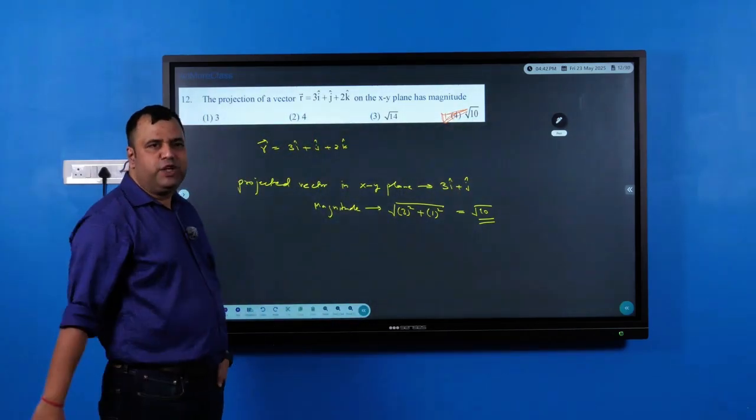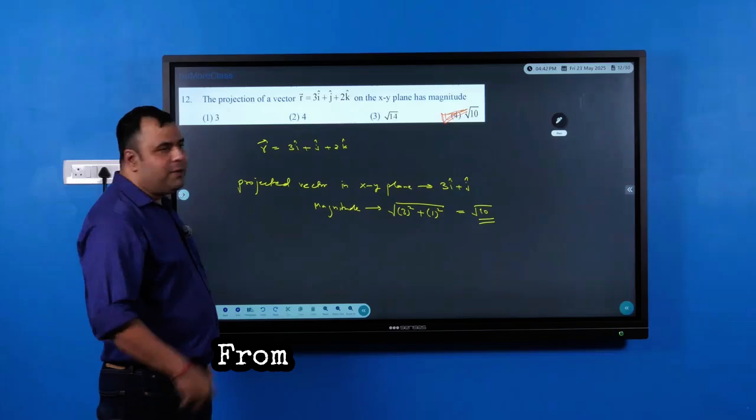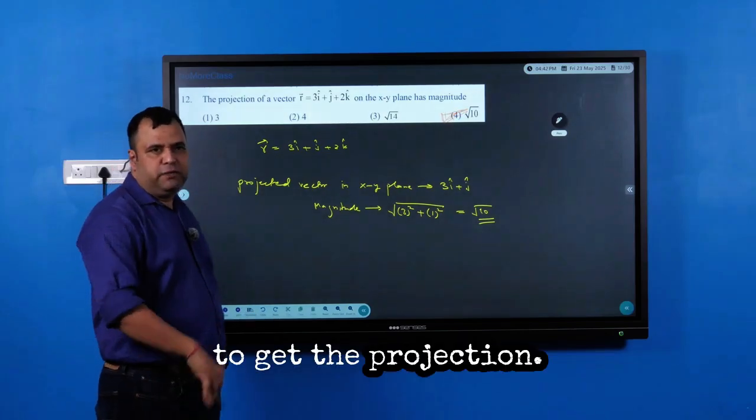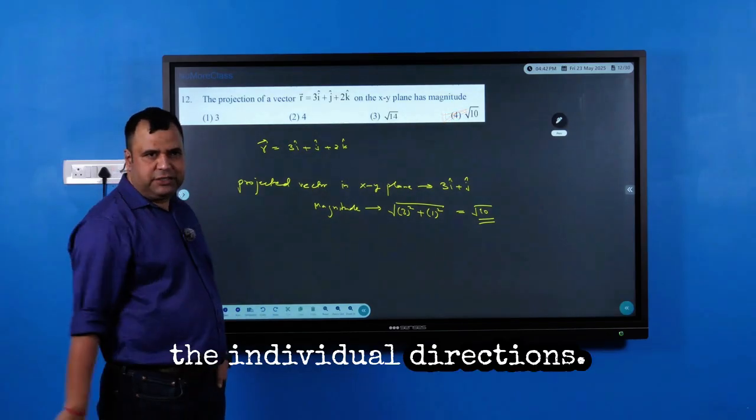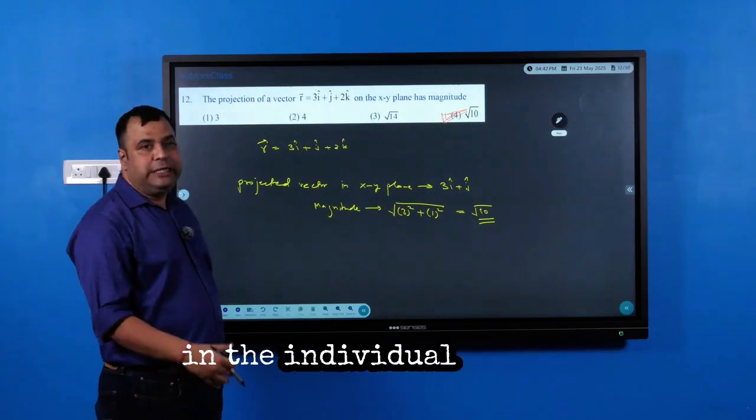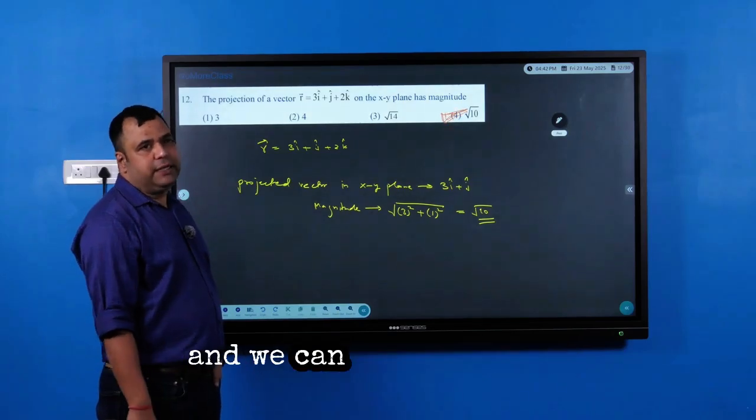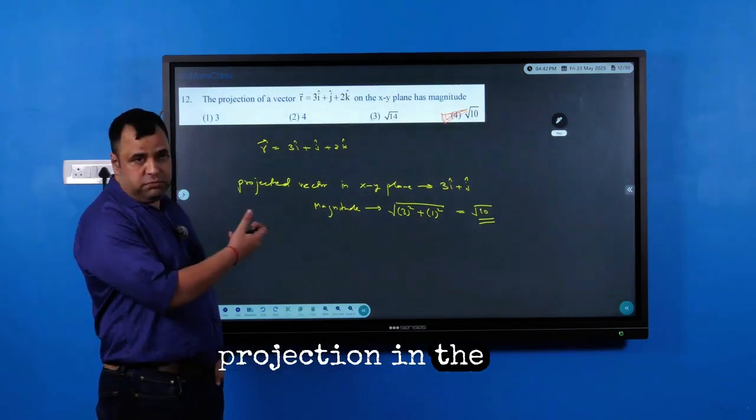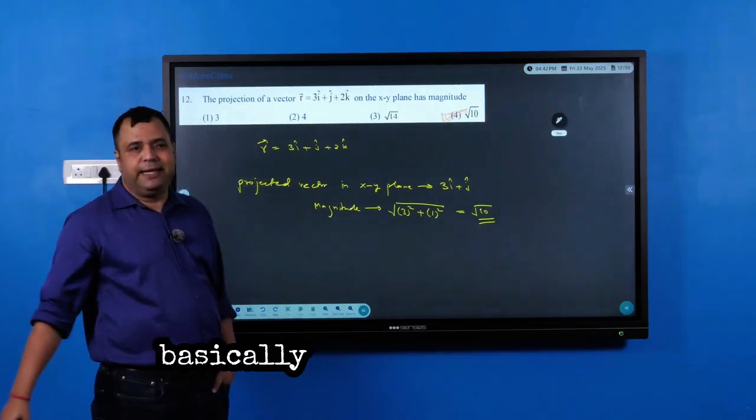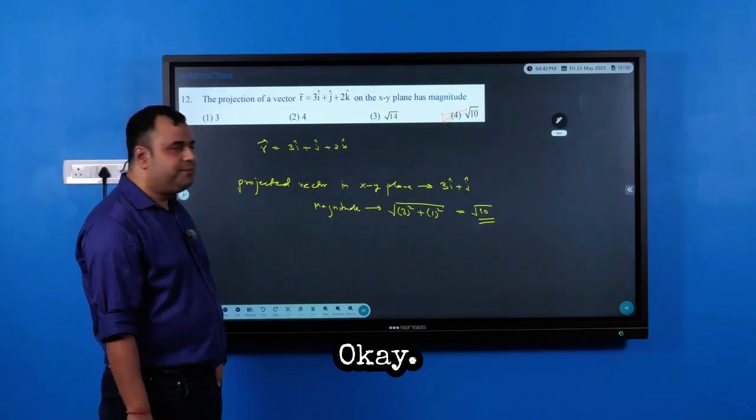So in this question, we learn how to get the projection from a 3D vector. We can get the projection along the individual directions. We can get the projection in the individual planes. And we can get the vector projection in 3D. That's the projection basically, in any plane we want. Okay. Thank you.